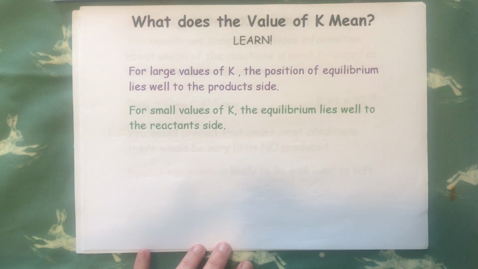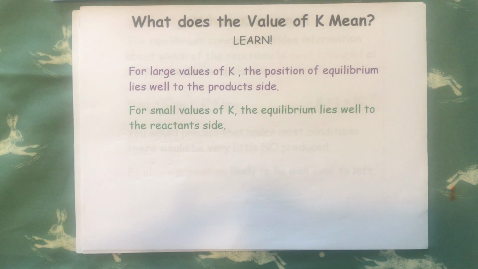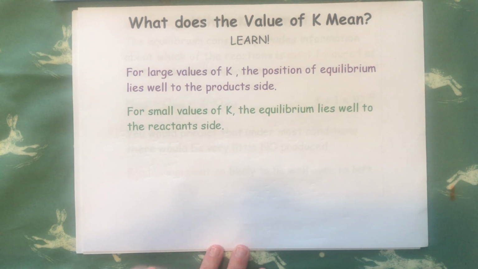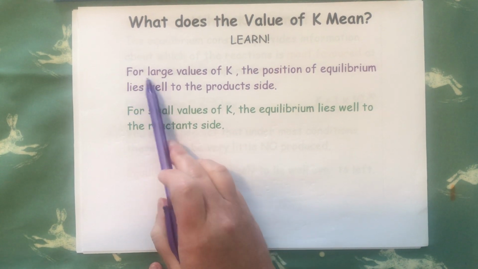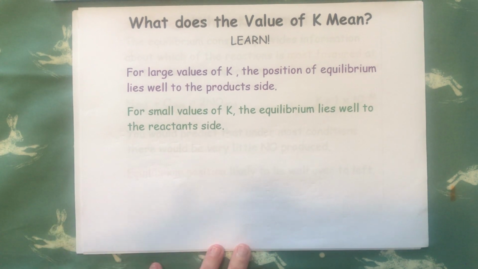Okay, so what exactly does this value of K mean? We don't just work out the value of K for no reason, just to give us a number and just to give us a calculation to do. It actually tells us and gives us a lot of information about how a reaction happens. So we're going to look at what it means when the value of K is small and what it means when the value of K is large. So generally, when we have a large K value, the position of equilibrium lies well to the product side, so well to the right. And when we have a small K value, it lies to the left, so to the reactant side.